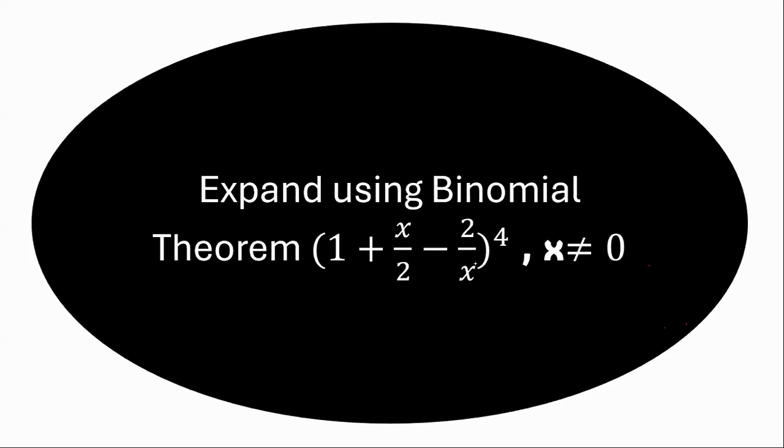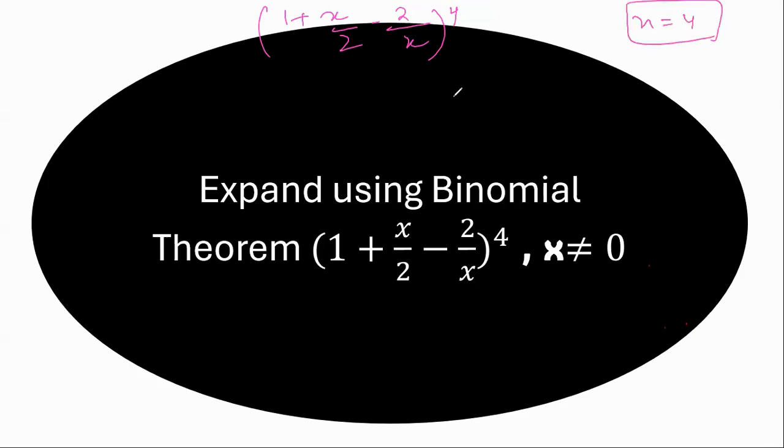So let's have a discussion about question number 9. The question is: expand the binomial expansion. So what is the expansion in the question? That is (1 + x/2 - 2/x) raised to the power 4. This is the expansion. The final exponent is 4, so n is equal to 4.